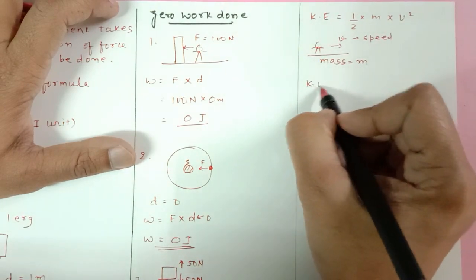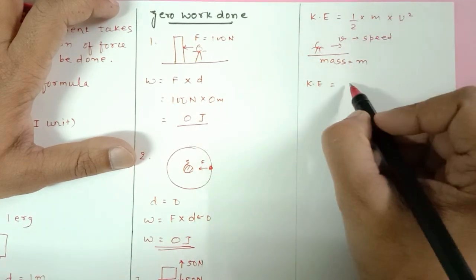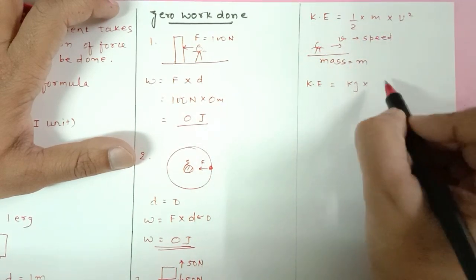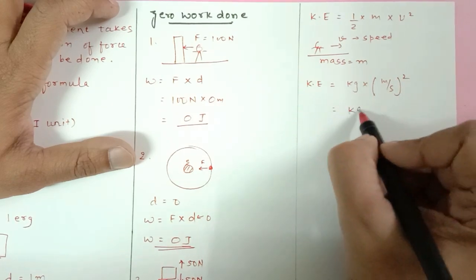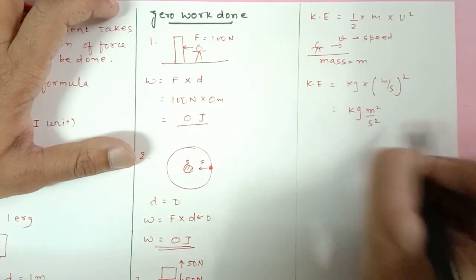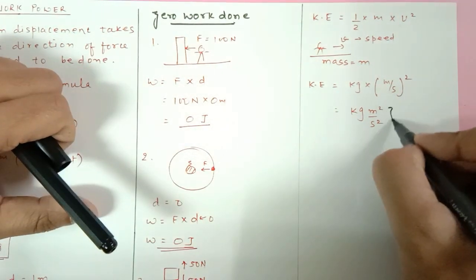If you want to find the SI unit, half does not carry any unit. The SI unit of mass is kilogram, speed is meter per second, and the whole square, which means kg meter square upon second square. Now people, kg meter square per second square is also called joule.